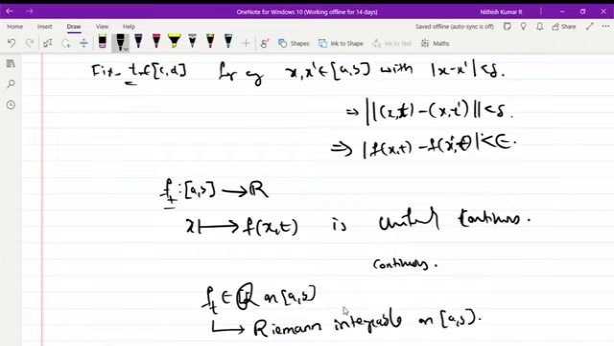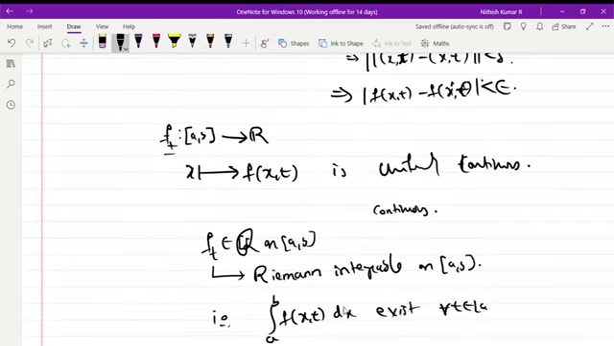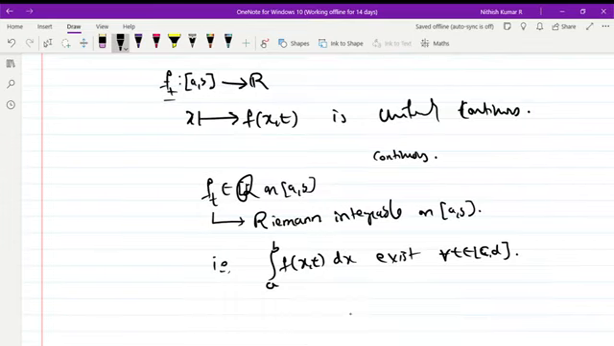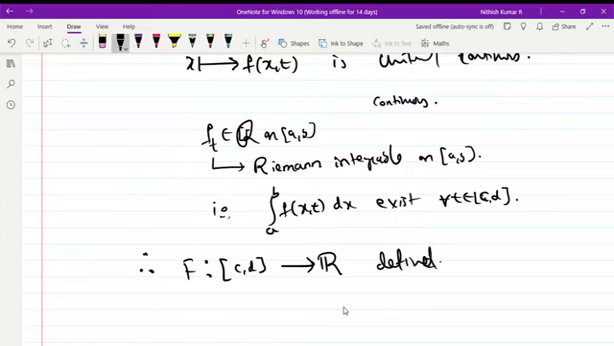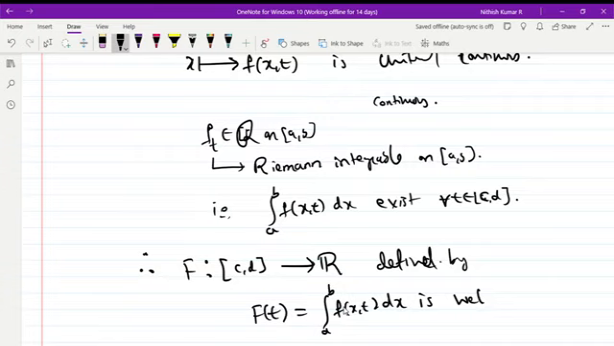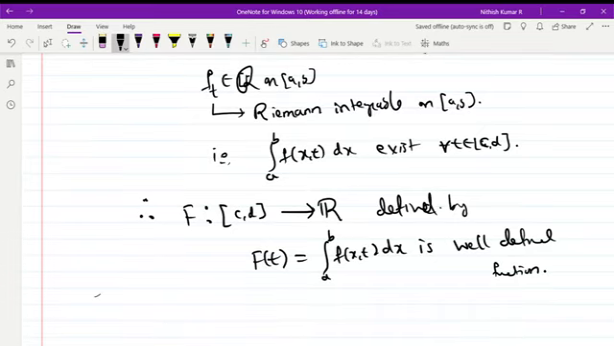That is, the integration a to b of f(x, t) exists for all t belonging to the closed interval c, d. Because f_t is Riemann integrable for each t, the integration a to b of f(x, t) dx exists for all t in c, d. Therefore the function capital F from the closed interval c, d to the real line R, defined by F(t) equals the integration a to b of f(x, t) dx, is a well defined function. Using this we shall see some results.